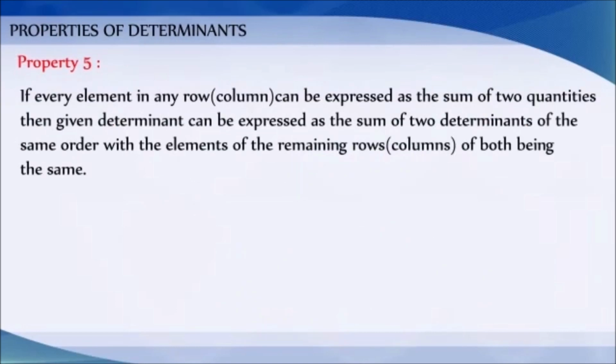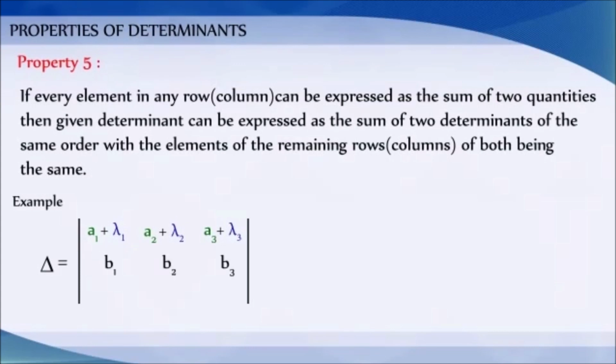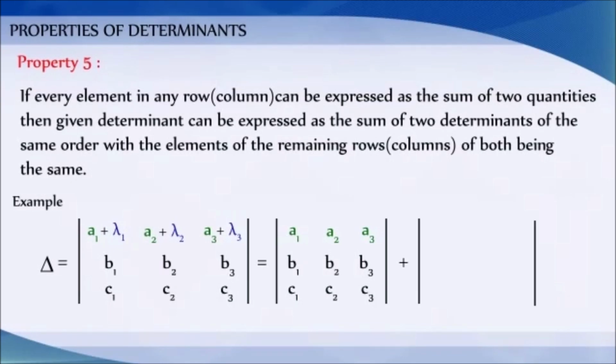Property 5. If some or all elements of a row or column of a determinant are expressed as a sum of two or more terms, then the determinant can be expressed as a sum of two or more determinants. For example, the determinant of a1 plus lambda 1, a2 plus lambda 2, a3 plus lambda 3, b1, b2, b3, c1, c2, c3 is the same as the determinant of a1, a2, a3, b1, b2, b3, c1, c2, c3 plus the determinant of lambda 1, lambda 2, lambda 3, b1, b2, b3 and c1, c2, c3.